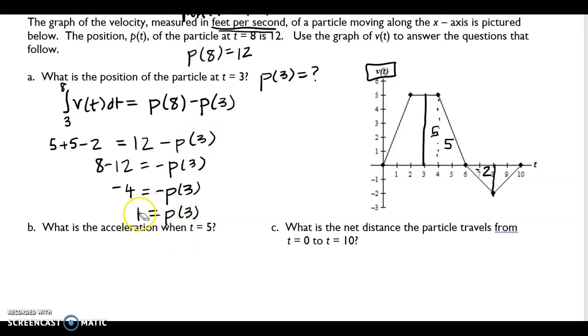And so remember that if my velocity was in feet per second, my units for position would be 4 feet.